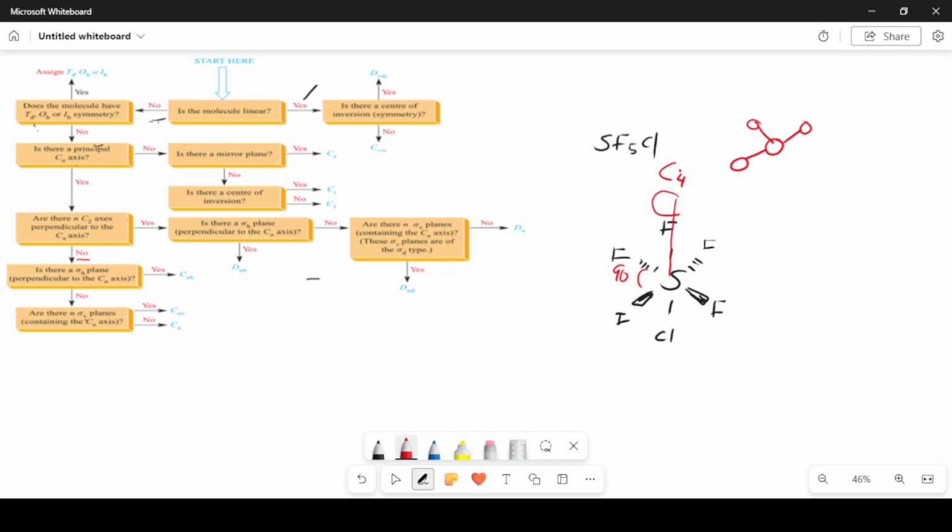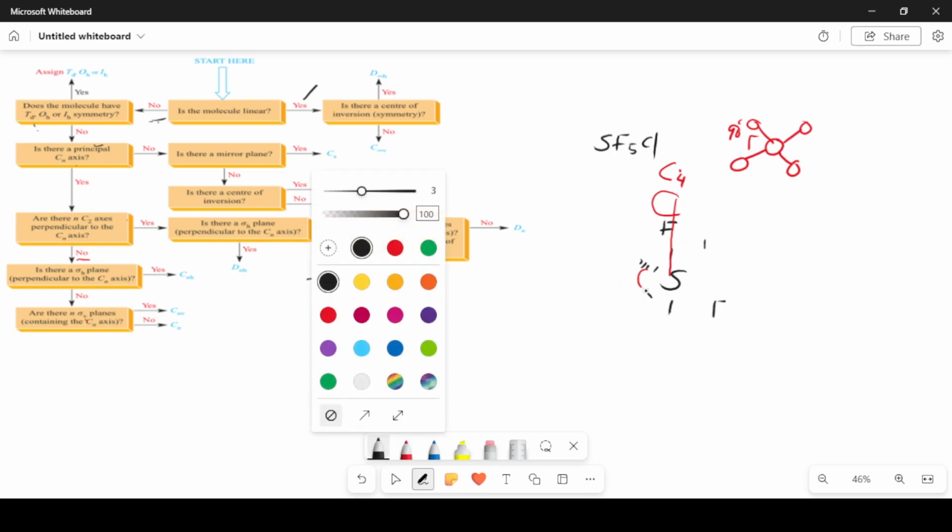Ayan, yung top view ng ating SF5Cl. So, it's here, it's 90 degrees, so it's C4. Are there CN axes perpendicular to the principal axis? Yes, ito. These are C2. Mga C2 yung mga yan, kasi 180 degrees. Wait. Actually, not. It is none, kasi meron pala tayong Cl dito. So, I'm going to retract what I've said. I'm so sorry for that. We do not have a perpendicular axis to that.